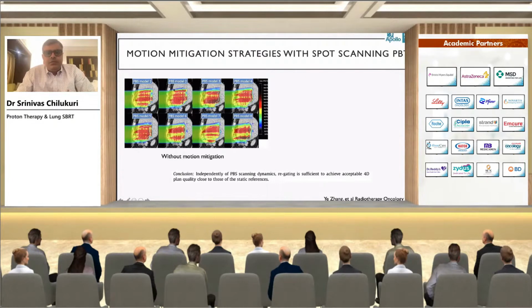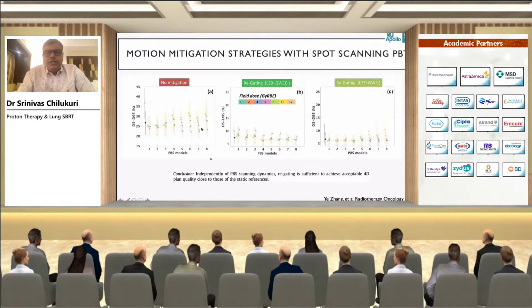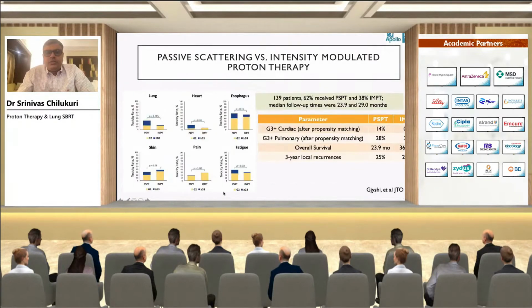So there are several motion mitigation strategies available for spot scanning. As you can see, if you do not apply these motion mitigation strategies, there is significant underdosage of the tumor. I will not go into details, but I think the best type of motion mitigation strategy one could use is regating or rescanning, and it is usually sufficient to achieve acceptable 4D plan quality close to static doses.